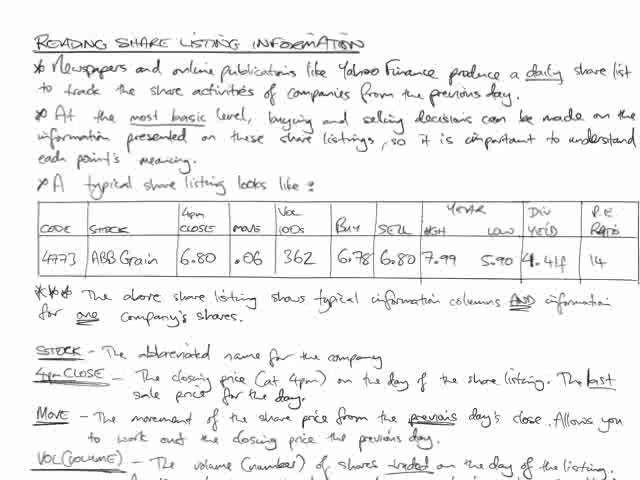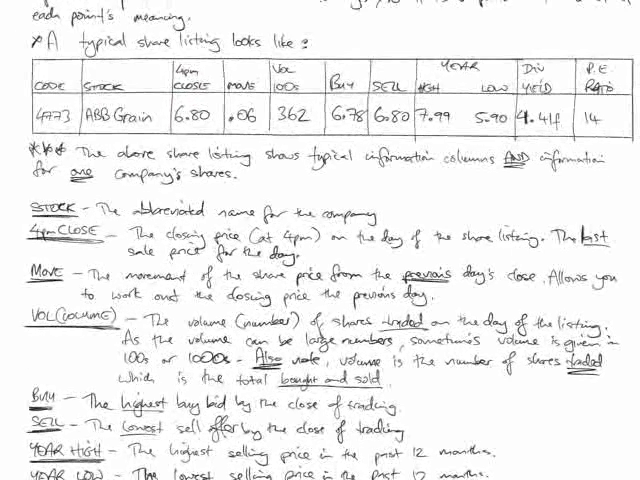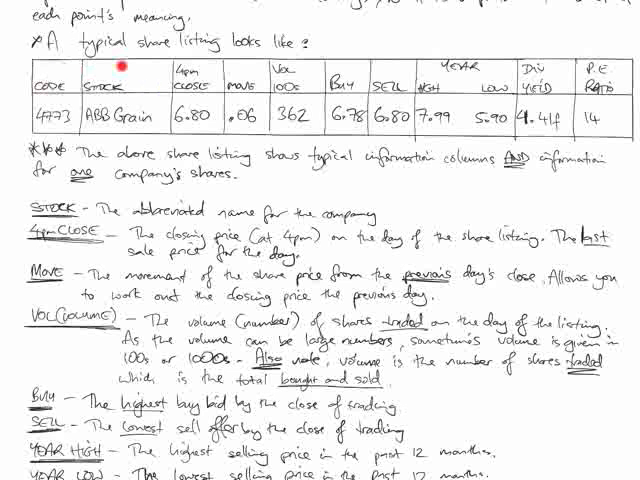So if you're going to make those decisions to use your money, it's important to understand each point's meaning. A typical share listing looks like so. It's a little table. Obviously, this is only one company, but it'll have typical columns like this. They may have changed recently with more information, but overall, this is a good idea of what you may see. So the above share listing shows typical information columns and info for one company, the company we're talking about is ABB Grain.